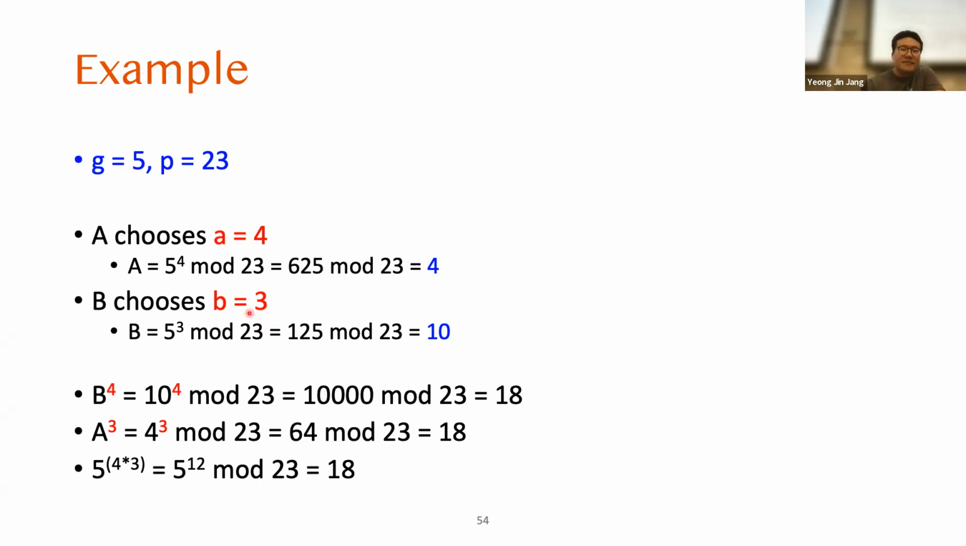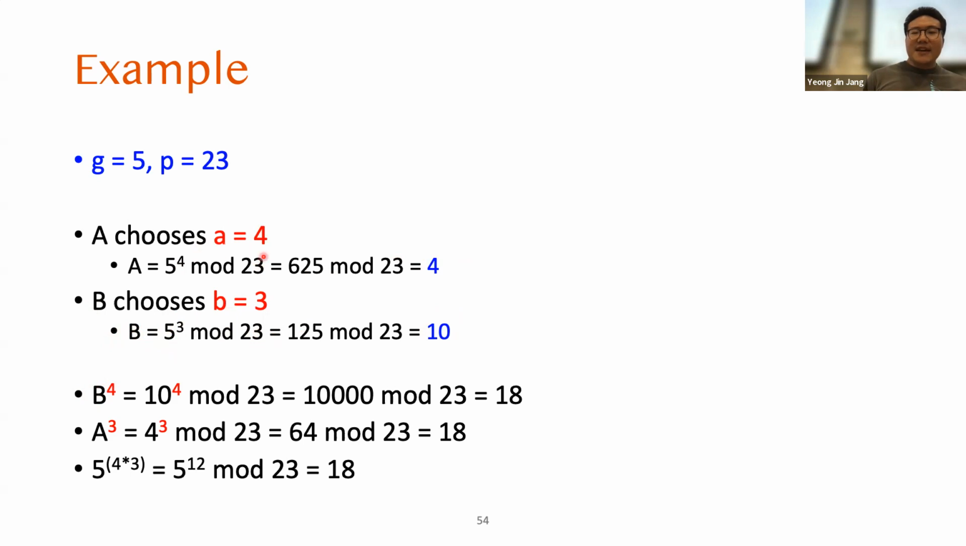G is 5, so if A is 4, then capital A would be G to the power of 4, mod P. Then we will get 4. And for capital B, G is 5, exponent by 3, and then modulo 23, then we will get the number 10.